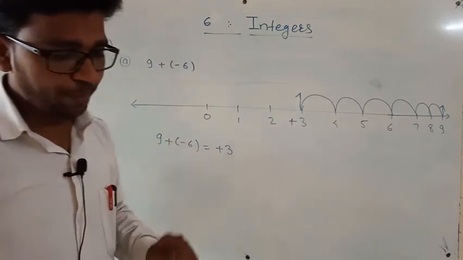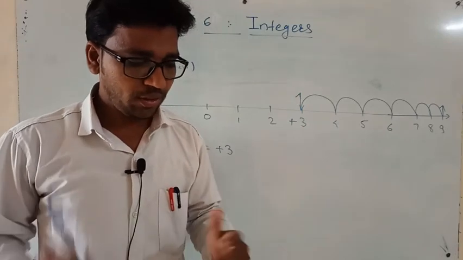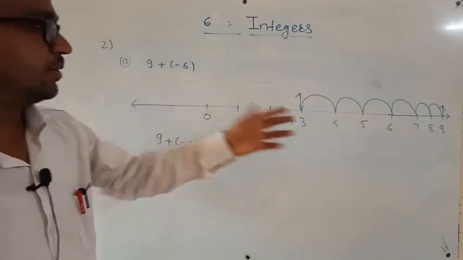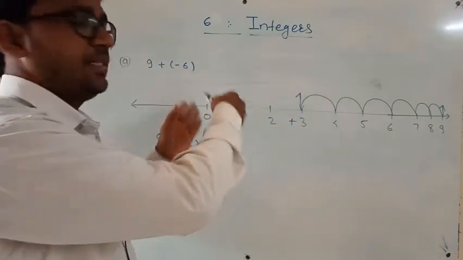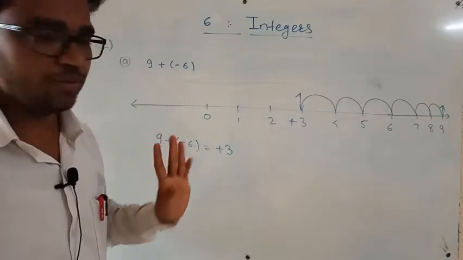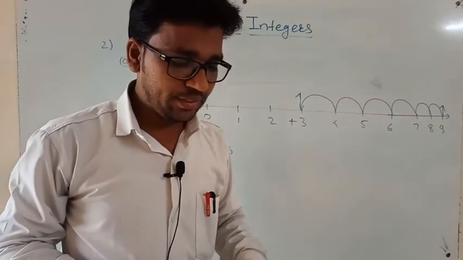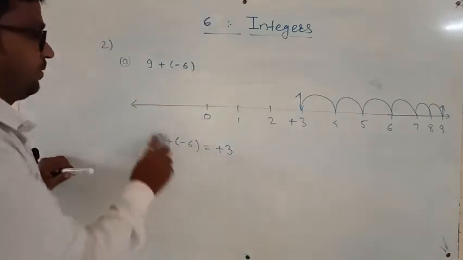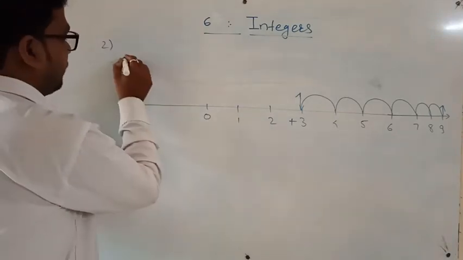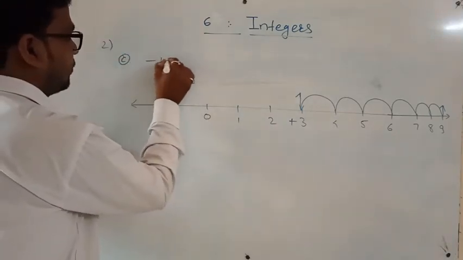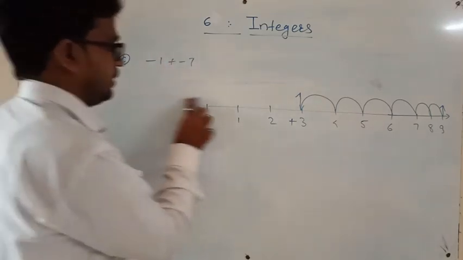Question number 2b is 5 plus negative 11. Same, just like it. So start with 5 and move 11 places to the left. So we get the answer directly. I will explain C: negative 1 plus negative 7. Negative 1 plus negative 7.